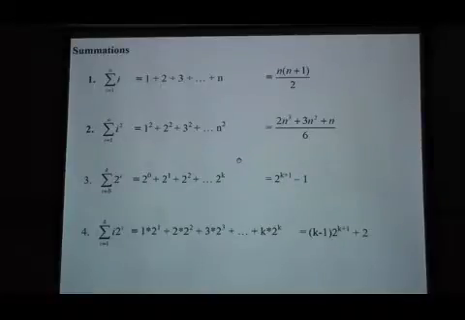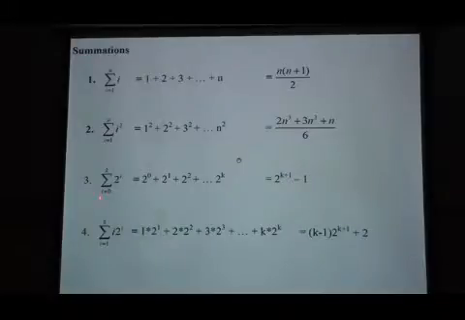The next one is an exponential summation. Summation i goes from 0 to k of 2 to the i, and we add 2 to the 0, 2 to the 1, 2 to the 2. How many terms are in this summation? k plus 1. Why plus 1? Because we're starting at 0 and then 1. So it's k plus 1.